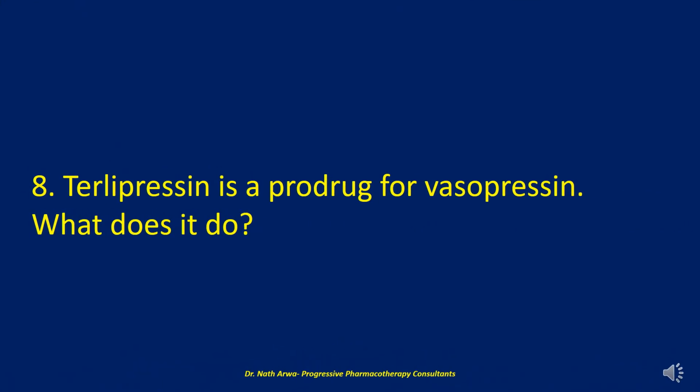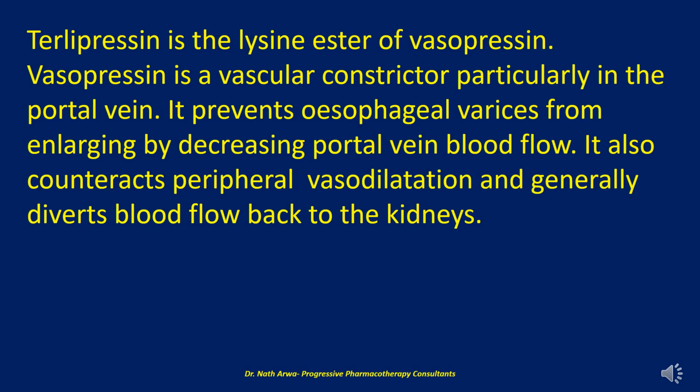Question 8 reads, terlipressin is a prodrug for vasopressin. What does it do? Terlipressin is the lysine ester of vasopressin. Vasopressin is a vascular constrictor, particularly in the portal vein. It prevents esophageal varices from enlarging by decreasing portal vein blood flow. It also counteracts peripheral vasodilatation and generally diverts blood flow back to the kidneys.